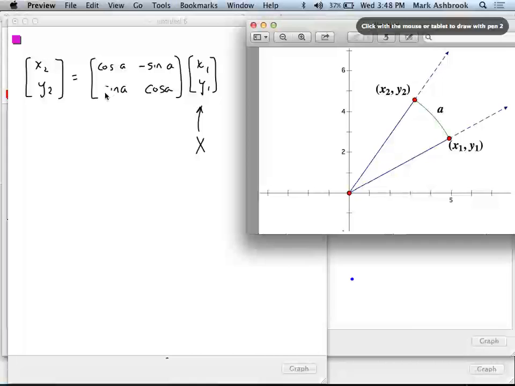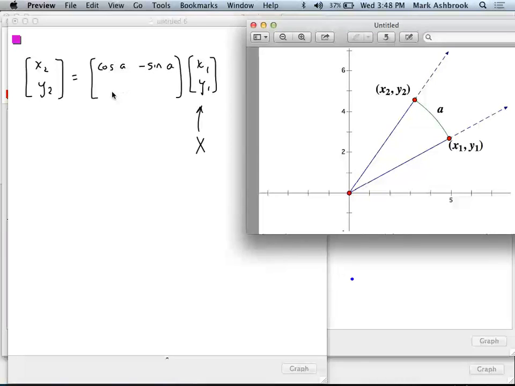So, are you saying this should be cosine A sine A? Yeah. I don't think so. No, it's cosine, because you take your top row first and you multiply that by your column. What did we get for Y2? X1 sine A. Was it x1 sine A? Yeah. It should be cosine.